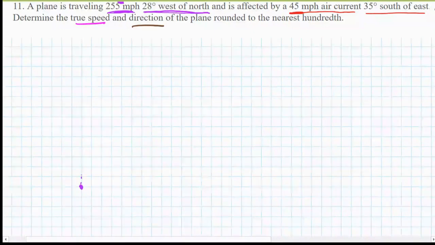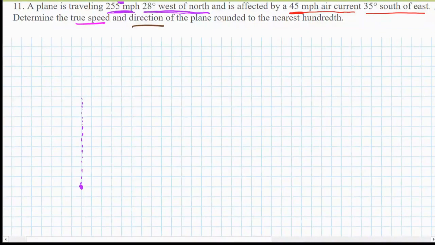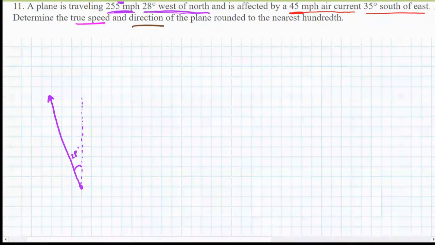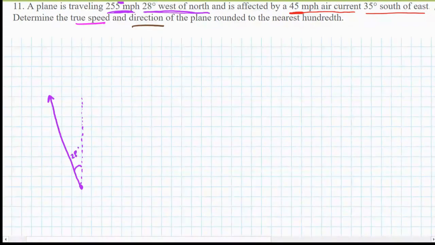So west of north. Here is north. We usually represent north as being up, and we're going west of that, meaning to the left. I'm kind of turning it counterclockwise, and I'm going 28 degrees. So sketching out 28 degrees, maybe like this-ish. So there's my 28 degrees. Then my magnitude here is the speed, which is 255. So there's my first vector that I'm dealing with for the plane.